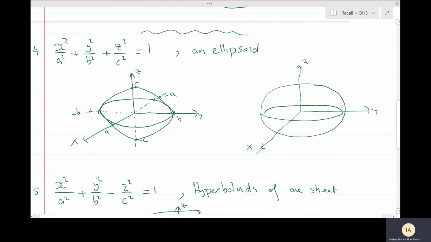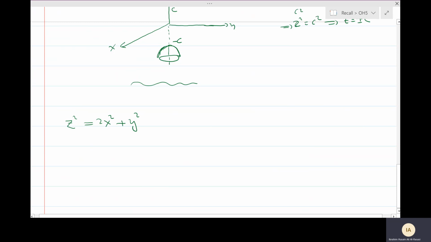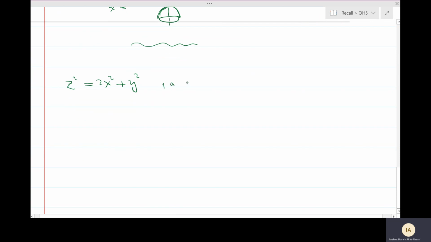We write: an elliptic cone. Again, the axis is the z-axis. You have the following here: this is z, this is x, and this is y, and it's just two lines through the origin, and you close them with an ellipse. This is the cone. So the axis is the z-axis, and the vertex is the origin.